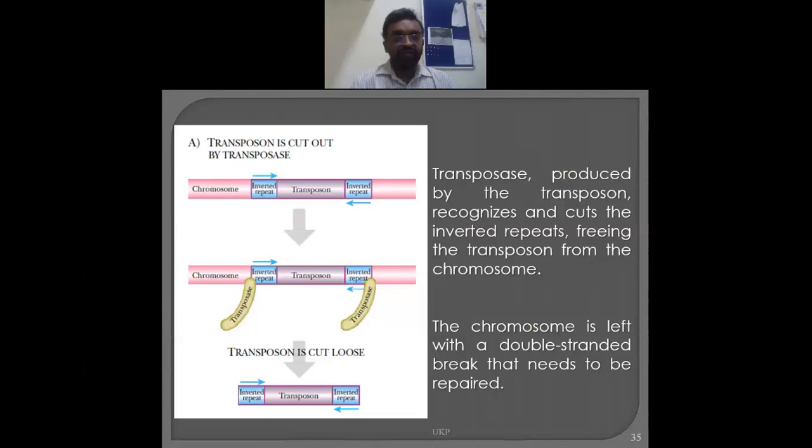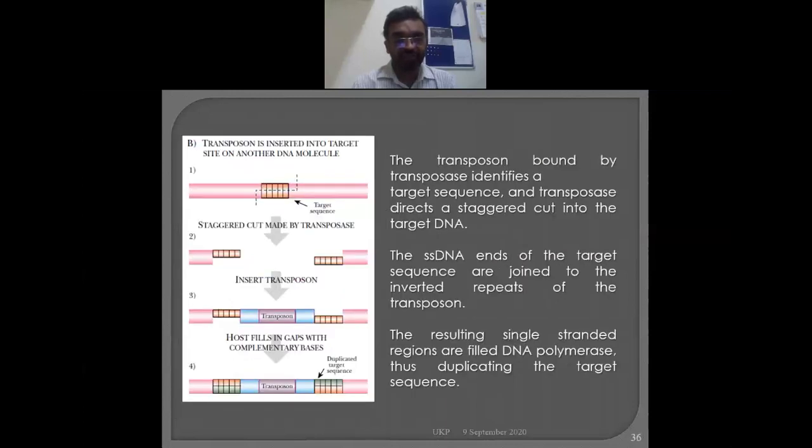we got cleared with a definition, a pictorial definition of transposable element, and in that two components are very much important. One is the inverted repeat, and in between that inverted repeat, the transposon is there, which codes for the enzyme transposase, and its presence is essential. Then how it is going to insert into another location, that part was also explained by me.